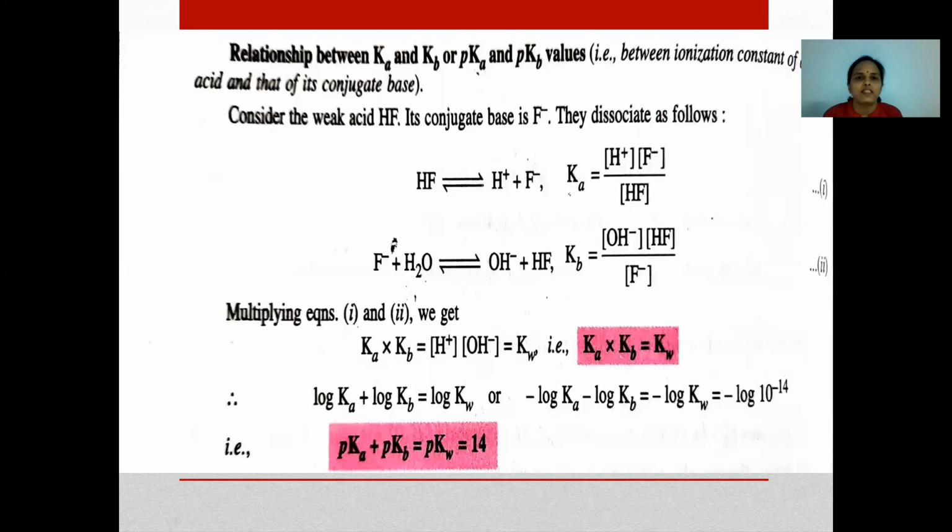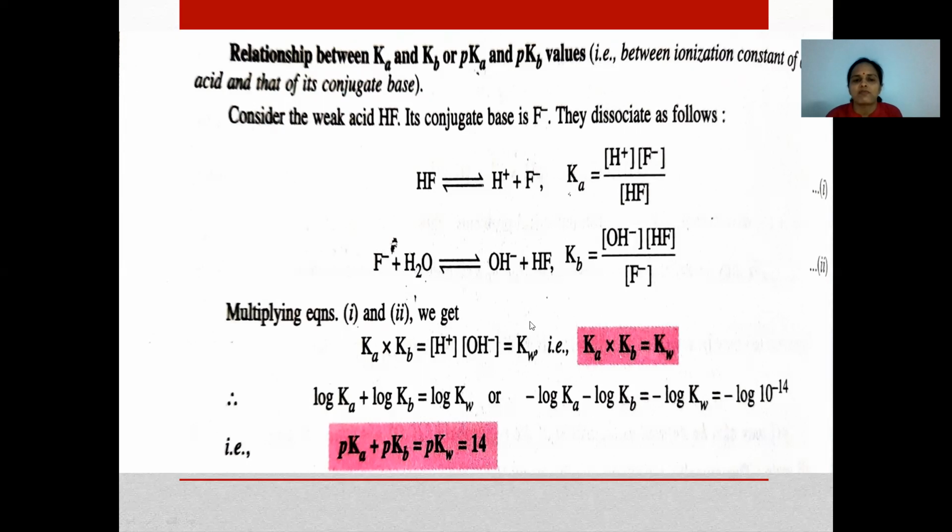Before that, let's see the relationship between Ka and Kb or pKa and pKb values. So if you consider a weak acid HF, its conjugate base is F minus. They dissociate as Ka equals [H+][F-] upon [HF]. F minus again reacts with water and forms OH minus plus HF, and Kb for this is equal to [OH-] molar concentration into [HF] divided by [F-].